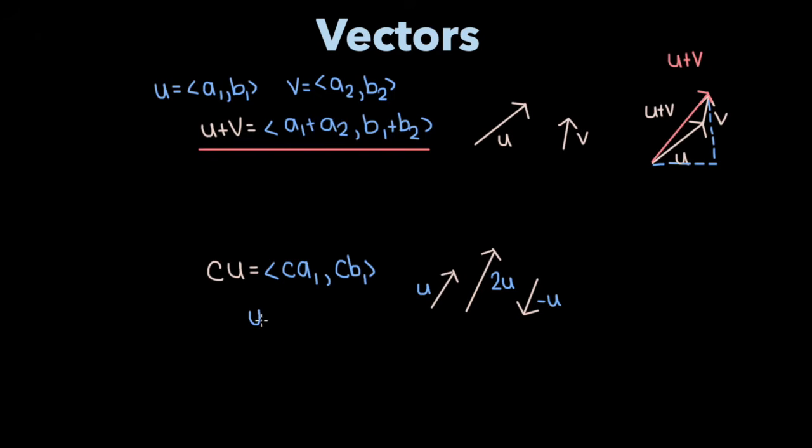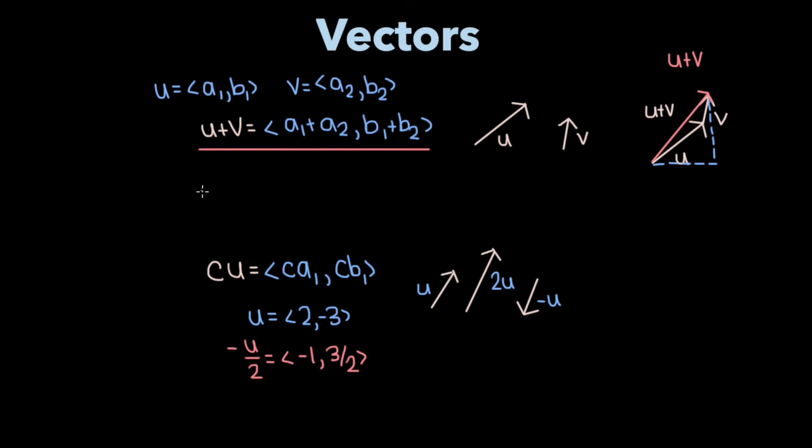And so for example, let's say u is equal to 2, negative 3, and we wanted to find what negative u over 2 is. We're multiplying the vector u by the scalar negative 1/2. So we're going to multiply each of its components by negative 1/2. So 2 times negative 1/2 is negative 1, and negative 3 times negative 1/2 is 3 over 2. And so in relation to the vector u, the vector negative u over 2 would have half the magnitude and point in the opposite direction.